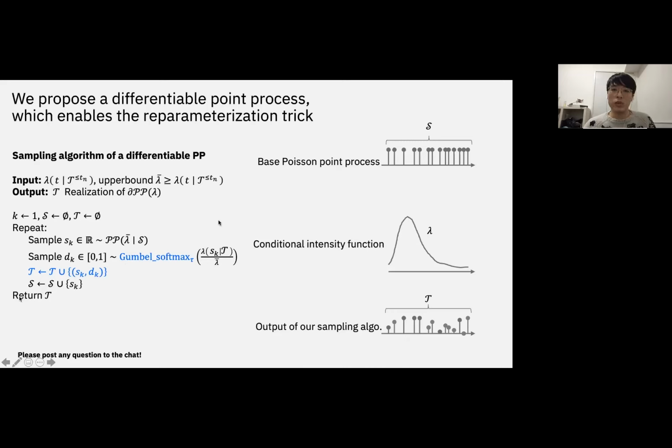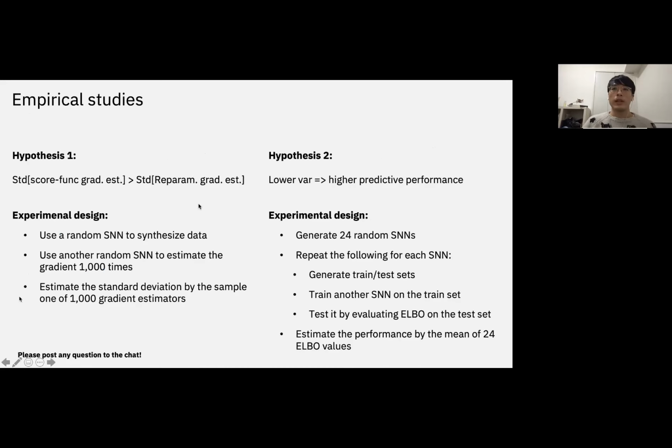So the idea is quite simple, and by replacing the Bernoulli distribution with Gumbel-softmax distribution, we can obtain a differentiable point process. And the main contribution is to discuss some technical properties of a differentiable point process, but that is not so interesting, so I'm going to skip it in this presentation. And I want to mention several empirical studies.